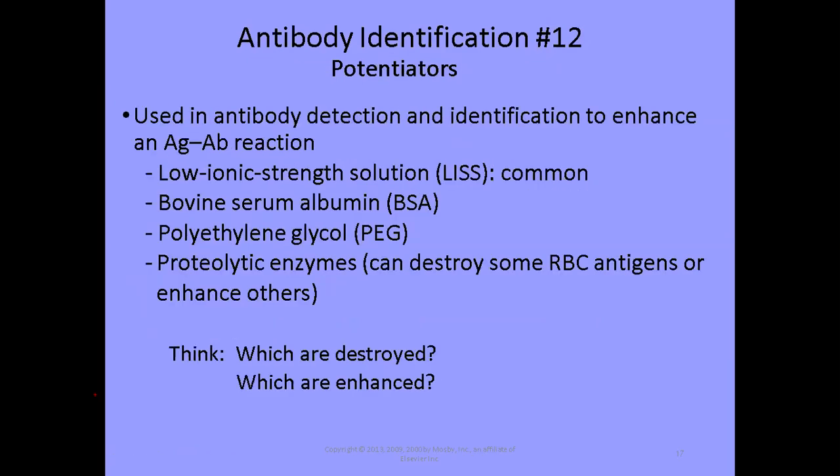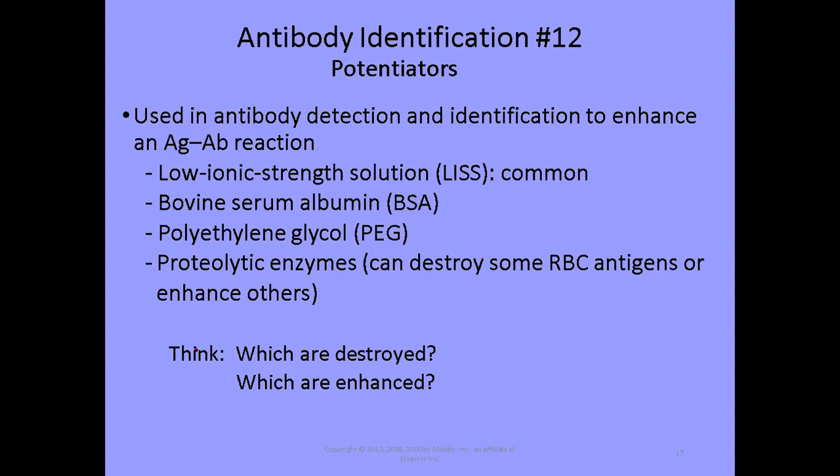Okay. So we already talked a little bit about potentiators. Remember, potentiators are reagents that can enhance weak antigen-antibody interactions, and there are quite a few that can be used in the lab. So LISS, low ionic strength solution, is a common one. That's the one that we use in our lab. We can also use bovine serum albumin. PEG, polyethylene glycol, was used in the example that we looked at. And then we run into our proteolytic enzymes, okay? Proteolytic enzymes like ficin and papain can be used to treat red blood cells before we test those reagent red cells with our patient plasma or serum, okay?